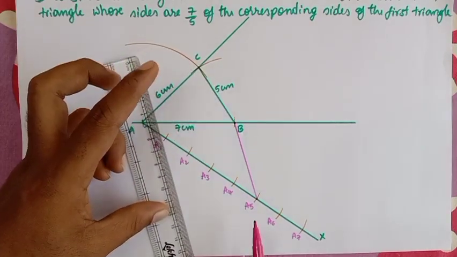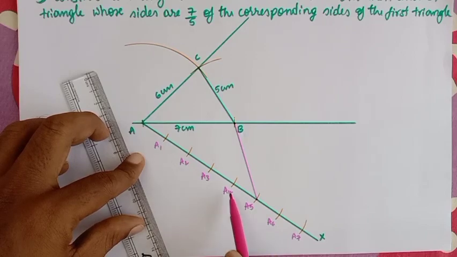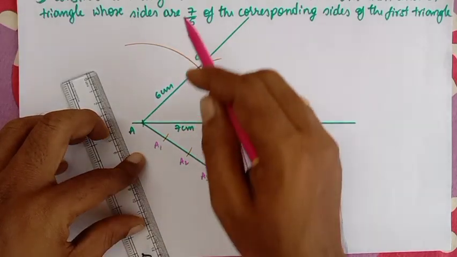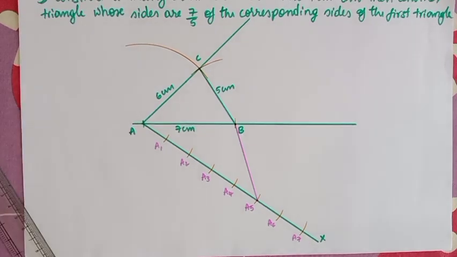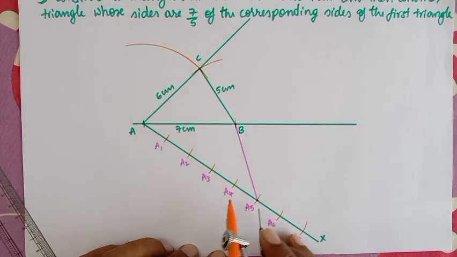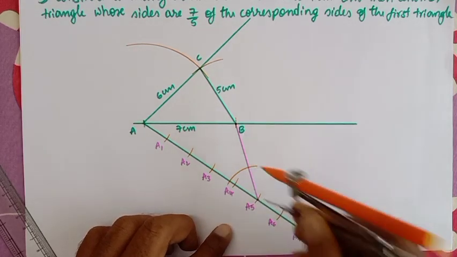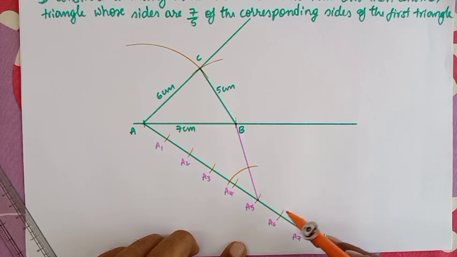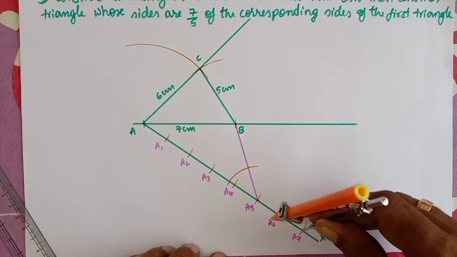Why we should take A5? Because the denominator is 5 here. 1, 2, 3, 4, 5 has to be chosen. And then 7 has to be chosen here. Before that, we have to cut an arc from A5. Likewise, we should cut an arc from A7. A7 too we should cut an arc.